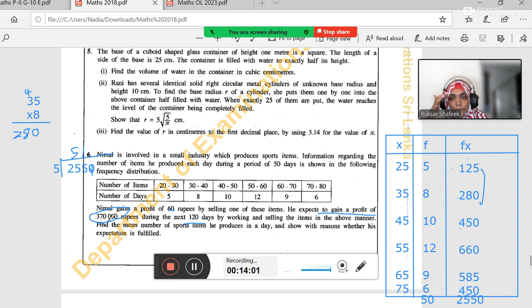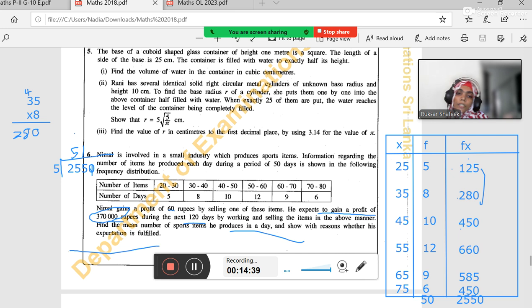To gain a profit of 370,000 rupees during the next 120 days by working and selling the items in the above manner. So if you look at this one, he has not met it yet. He's a little bit short of money there. He did not actually gain the 370,000, but instead he got only 367,200. So you have to write that statement to show that he did not gain that profit, because as per the mean, the amount that he got would be 367,200, which is less than 370,000 rupees. So that entire statement needs to come in, right?